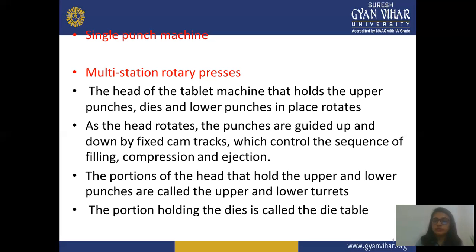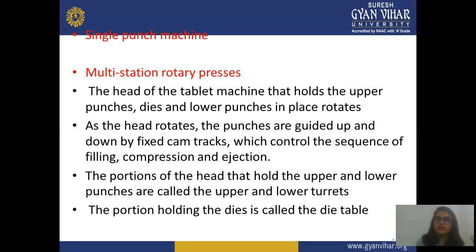And during compression, the rotation of the machine takes place, and during the rotation there may be chances that some problems occur. So you just control the cam track. With the help of this cam track, the tablet should be manufactured in good quality, and when it rotates, a suitable design to form the tablet gets formed.